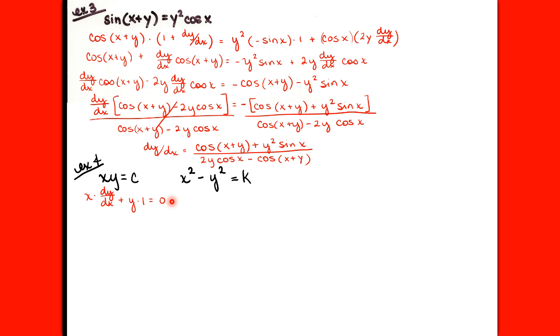So we've done our implicit differentiation. Now we want to get dy/dx on one side by itself. So I could subtract my y to the other side and then divide by x.